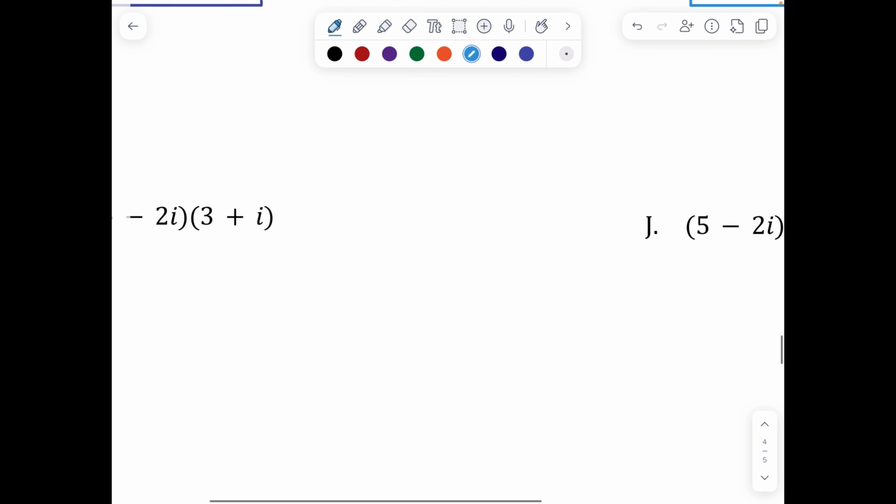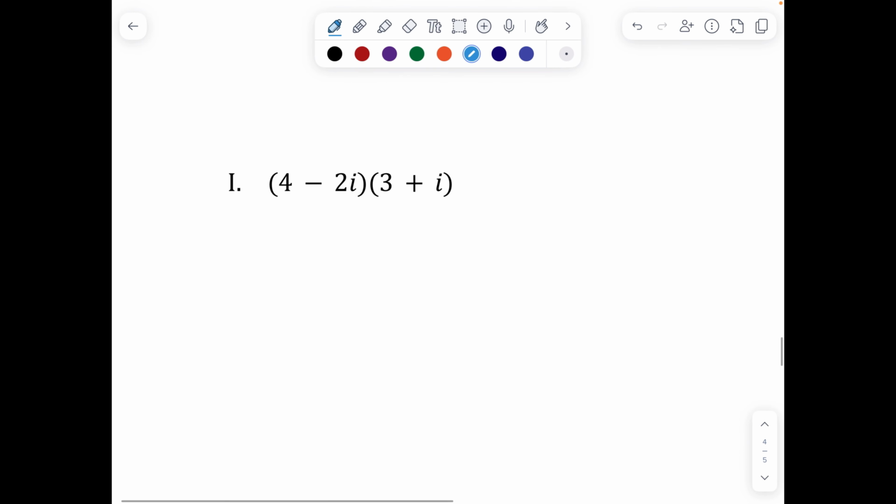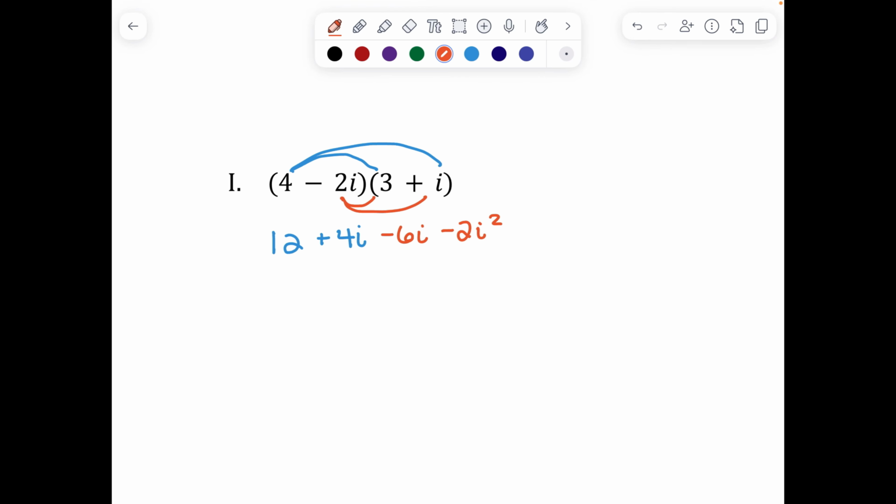Last operation left is multiplication. Or sorry, not last one. Next operation is multiplication. So all we're going to do is distribute. So we're going to take this 4, multiply it by both parts. So 4 times 3 is 12. 4 times i is 4i. Now we're going to take negative 2i times 3. So that gives us negative 6i. Negative 2i times i gives us negative 2i squared.